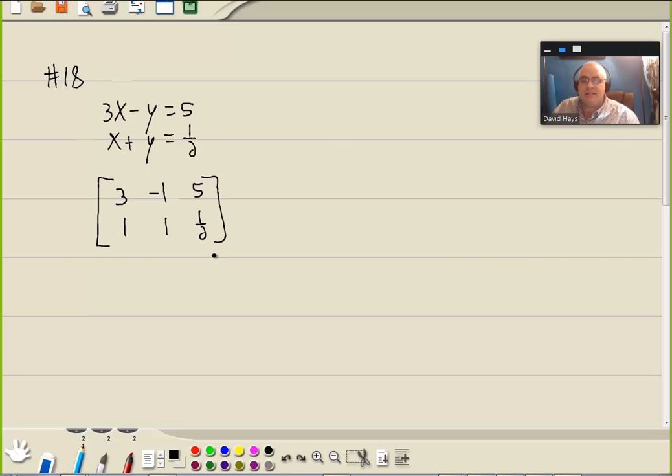Now a matrix has a size that goes along with it. Another name for size is order, and I think there's even some problems that ask you what the order of a matrix is. And this is in rows by columns. So for this problem, we're going to have a 2 by 3.